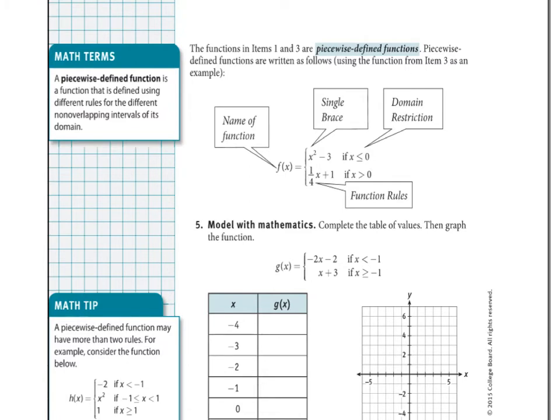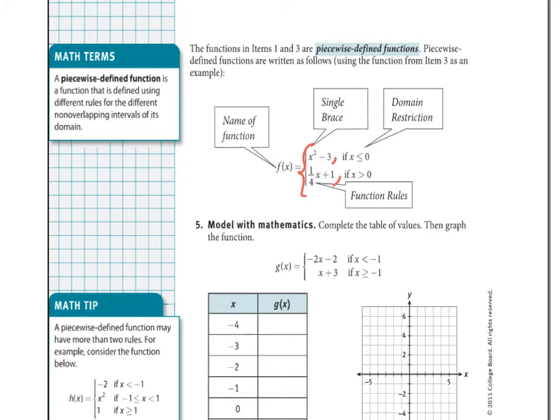So we name the function f of x, and then you see they give it the fancy brace there. That lets you know that these two things go together. This is one single function. And then you see the function rules, x squared minus 3 and 1/4 x plus 1. Sometimes there's a comma there, or they just put the word if. And then it's called a domain restriction. The domain of a function talks about which x values it applies to. So that's telling us where we use x squared minus 3, which is on the left side of our graph, because that's where x is less than or equal to 0. And when x was greater than 0, we used the 1/4 x plus 1.